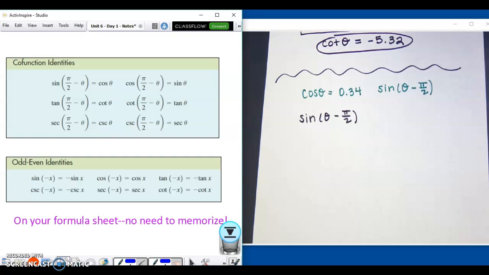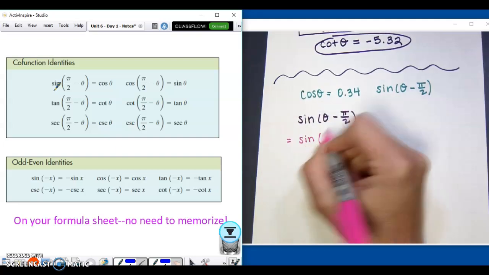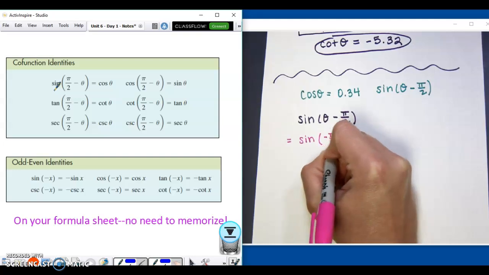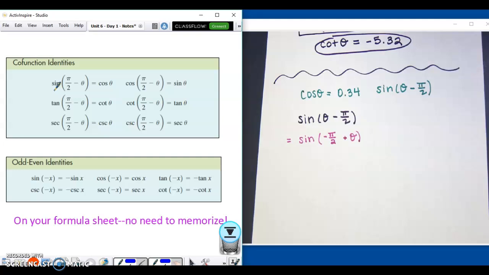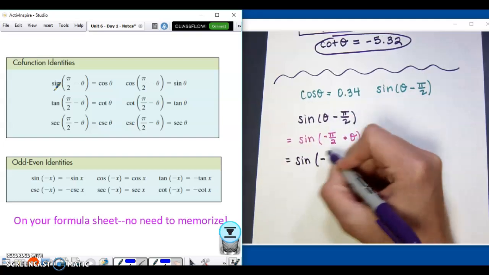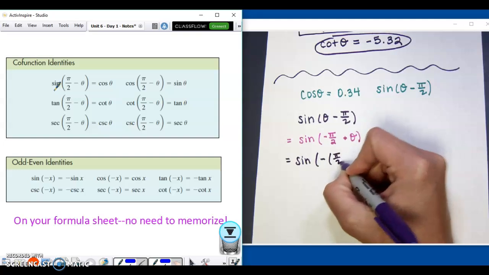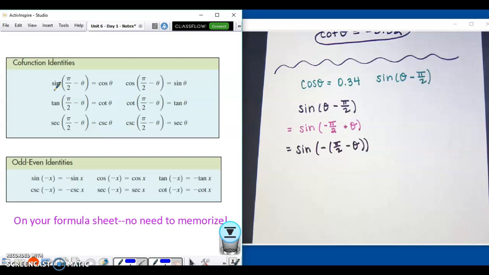So if you notice, first thing, we're looking at this top formula here, but this one says pi over 2 minus theta. So I'm going to rewrite this as sine of negative pi over 2 plus theta. That's what it says right now. Okay, so I needed to say pi over 2 minus theta. So if I take out a negative inside that parentheses, so make this negative, parentheses, pi over 2, that would make that minus theta. So it almost looks the same except for this extra negative that we have here.